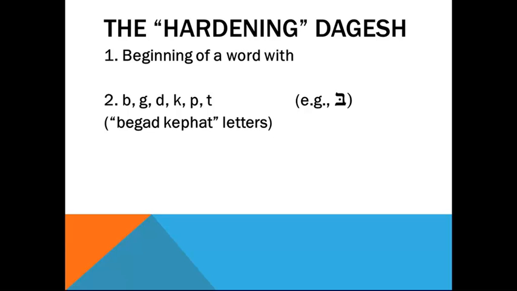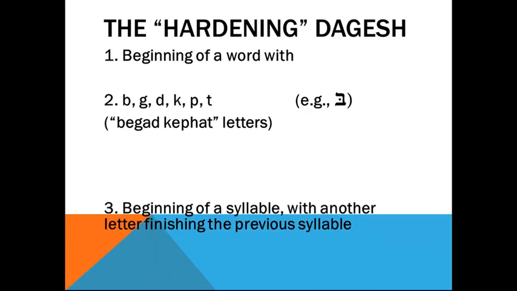Older grammars did pronounce them differently. So they pronounced the dalet th when it didn't have the dot, and only d when it did have the dot. Or they pronounced the tav th when it didn't have the dot, and t when it did have the dot. But by and large, modern Hebrew doesn't pronounce it that way.